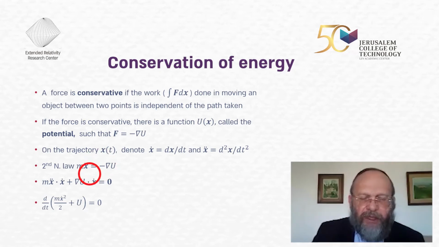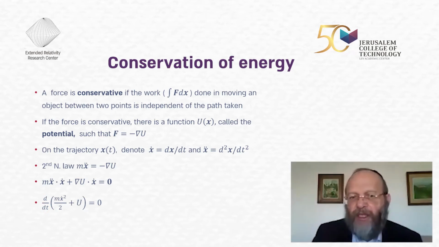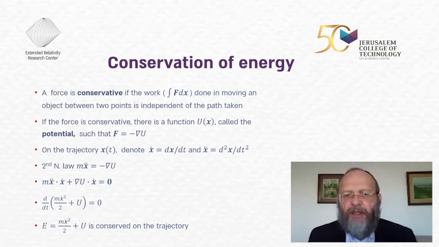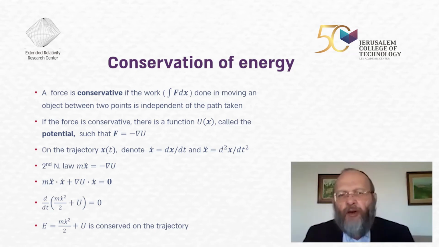So exactly, you see the equation here. This equation is the same as this. But what does this mean? That on the trajectory, the derivative is 0. That means the expression here is constant. And that's what we call energy. It means the expression m x dot squared over 2 plus u is constant, denoted by E, a constant on the trajectory.